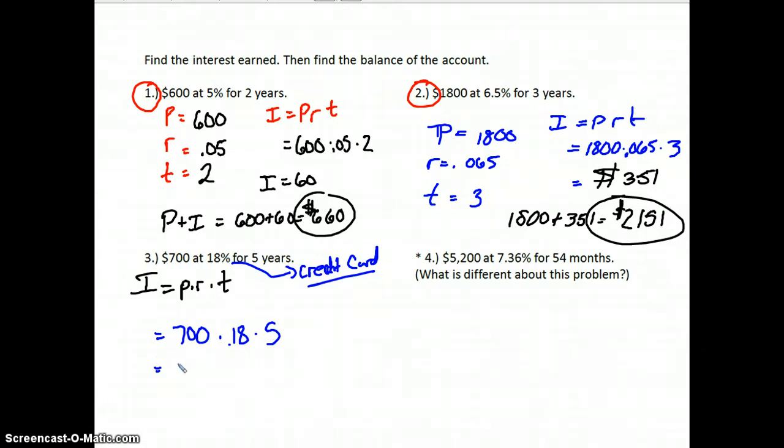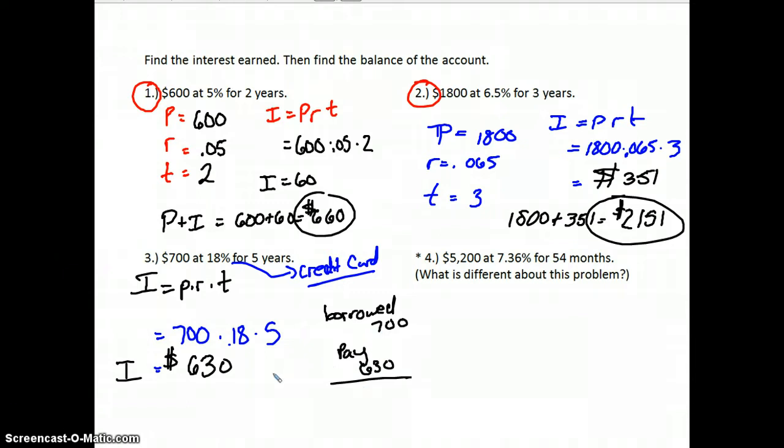So if we look at this and multiply it out, what we actually end up getting for our interest on this one is $630. So look at that. You borrowed $700, and then you actually have to pay back $630 in addition. So really, you have to pay both of these together. That's actually quite a lot of money. What you end up having to pay back overall in the course of your loan or your credit card there is $1,330. A lot of money after 5 years there.